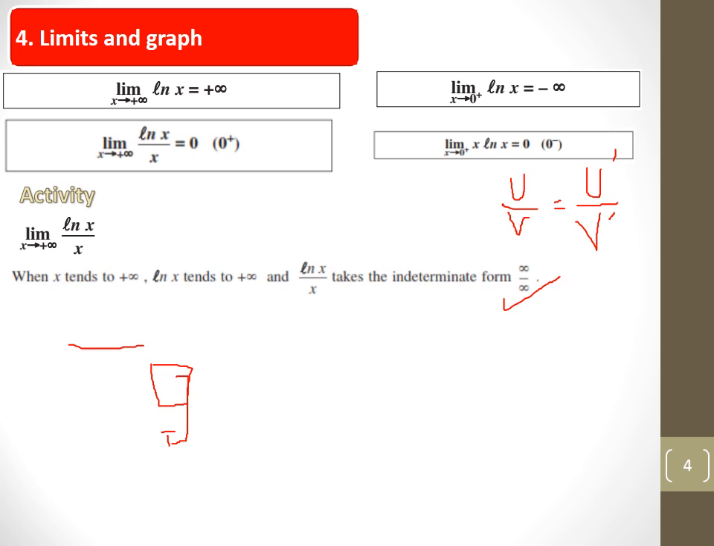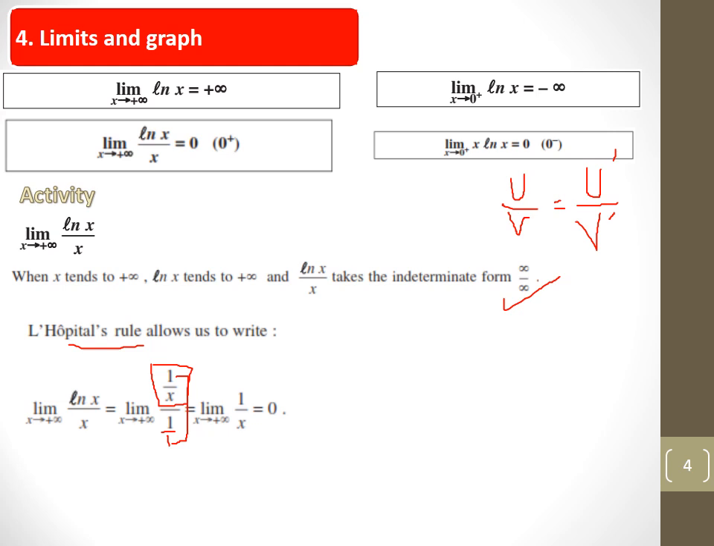This is called L'Hôpital's rule. So we're going to use L'Hôpital's rule, and now the derivative of ln x. What's the derivative of ln u? It's u prime over u. What's the derivative of x? It's 1 over x. So what's the derivative of ln x? It's 1 over x. What's the derivative of x? It's 1.